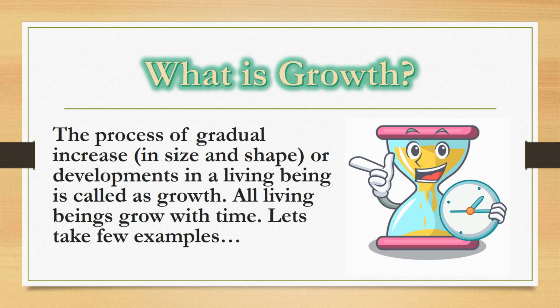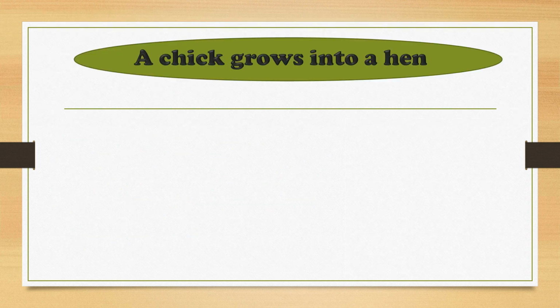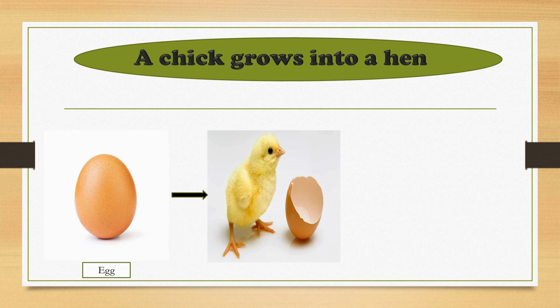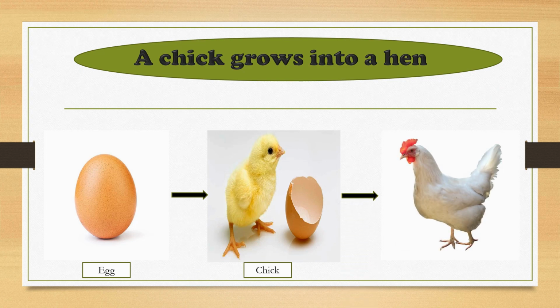We took some examples also, like how a bird grows. An example of a chick growing into a hen. First you will see an egg. An egg gets hatched and there comes a chick. The chick grows and gradually turns into a hen or a cock.